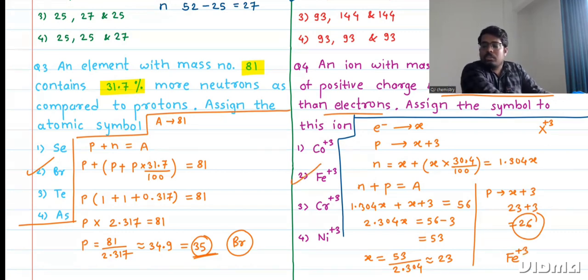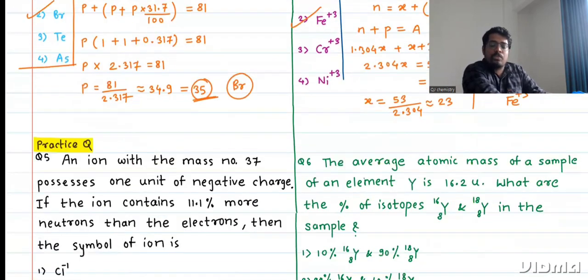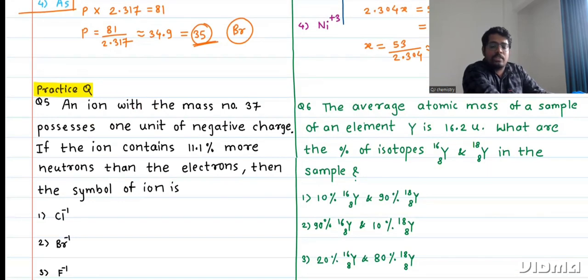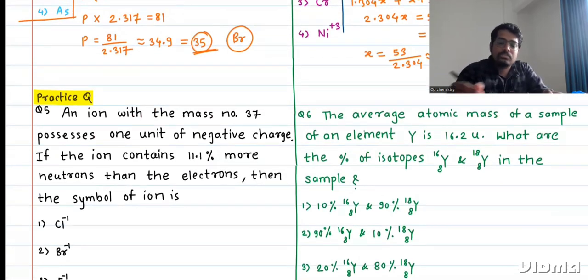Okay, now let us move on to the next question. Question number 5 is for practice. Solve this question and write the answer in the comment section. Let us move towards question number 6.